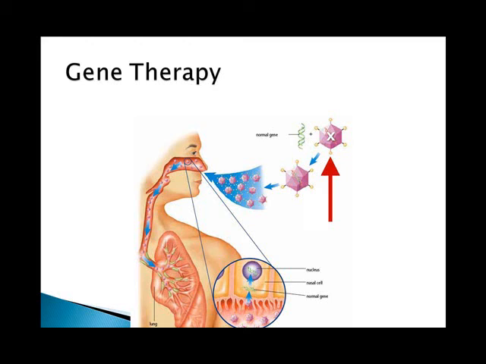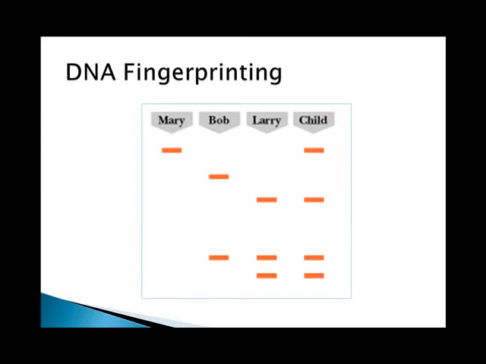Finally, I talked about it with gene cloning, but DNA fingerprinting is another part of it. This can be used to solve crimes or determine the identity of biological parents. The DNA fragments are cloned and then analyzed, and each individual, except for identical twins, has unique DNA patterns. If you take a look at Mary and the two possible fathers, Bob and Larry, and you look at the child, you see where it matches up, and you can see here that Larry is the father of the child, because the child is a combination of Mary and Larry.